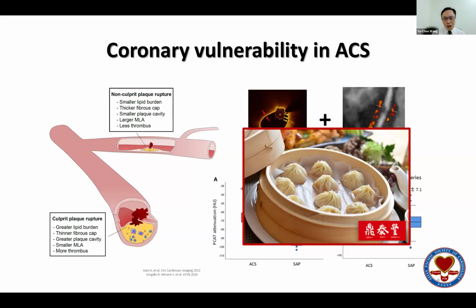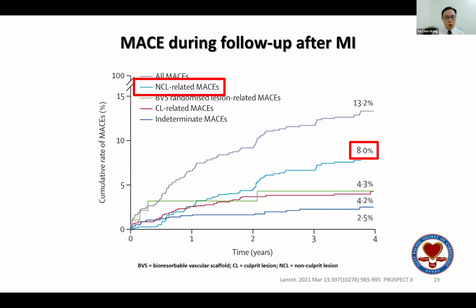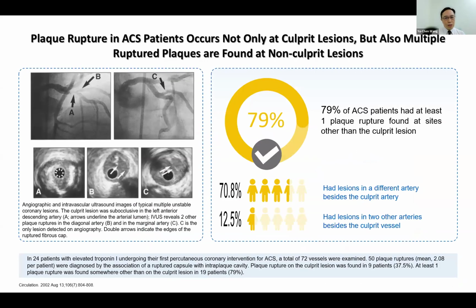So I think the vulnerable plaque is just like this one, and it is easy to rupture and to have some thrombus formation. According to the IBUS and PROSPECT studies, when we look into patients after myocardial infarction, we can surprisingly see that most of the recurrent MACE comes from originally non-culprit lesions instead of the culprit lesions. We can also recognize that acute myocardial infarction is actually a systemic disease rather than a local one.